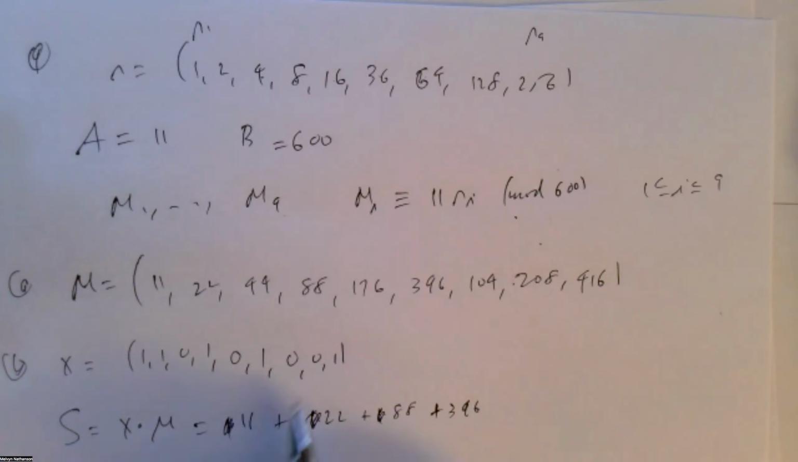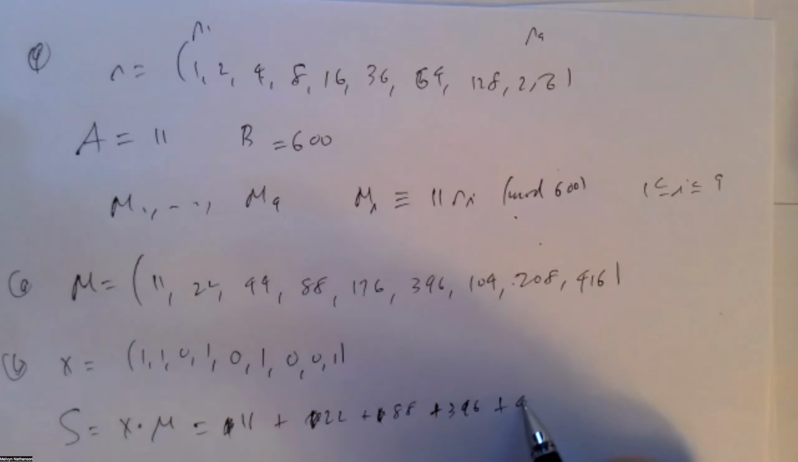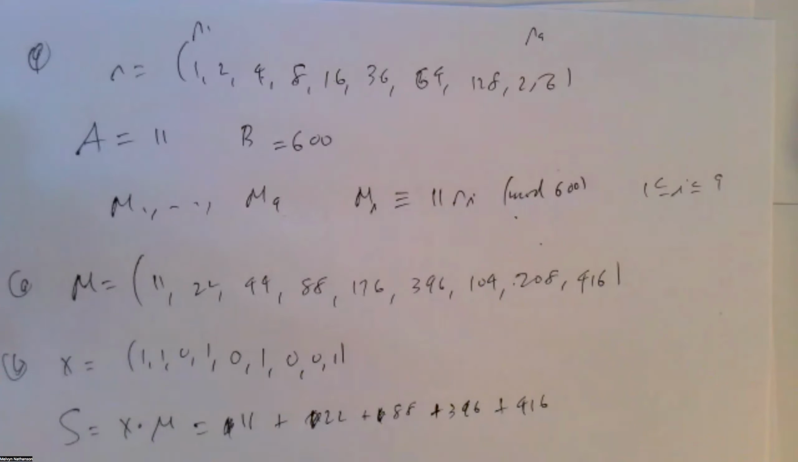That's it. Skip 2, and then the last one plus 416. Right? So if you add this up, let's see. I'm just doing it on a piece of scrap paper. 396 and 416 is 812, plus 88 is 900. So you get 933, I think.